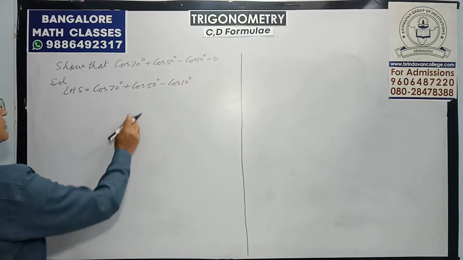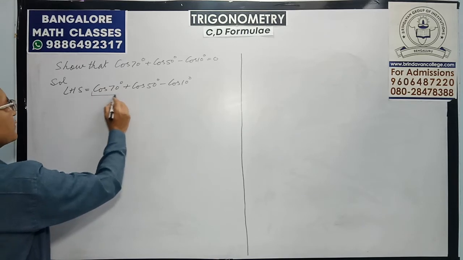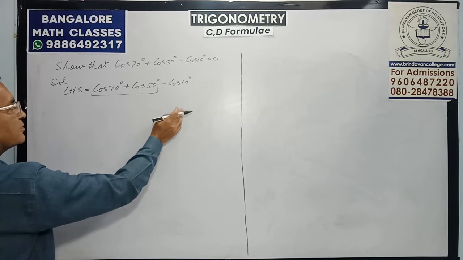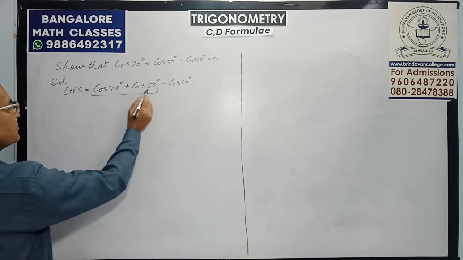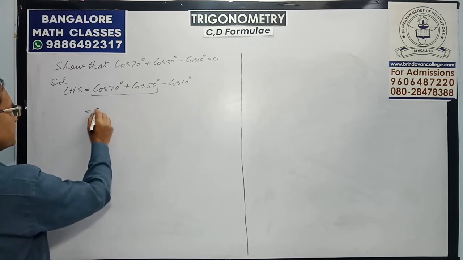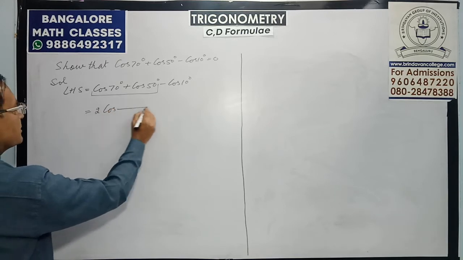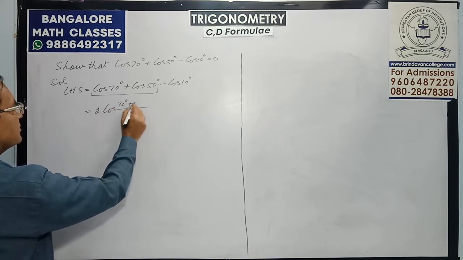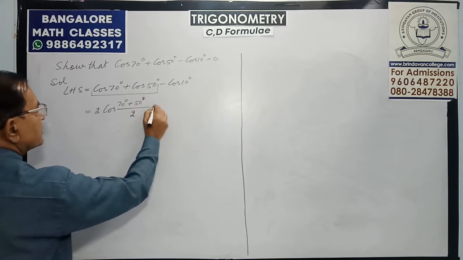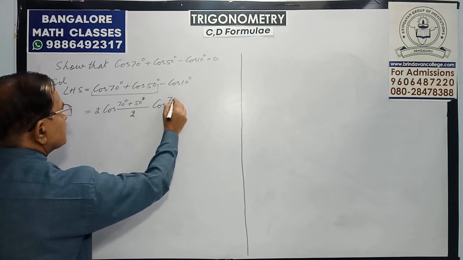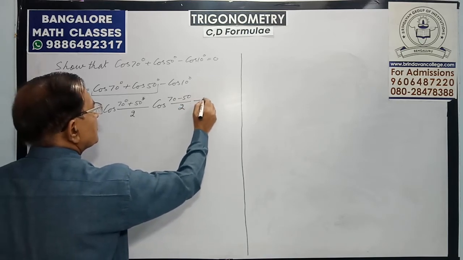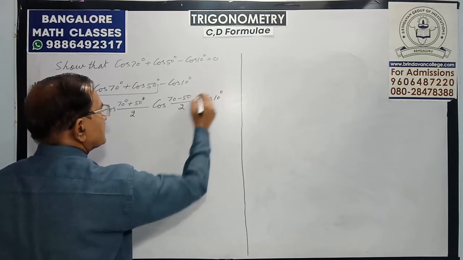The general tendency is to club the higher angles. 10 is the smaller one. Avoiding that, we are getting cos 70 plus cos 50. Use the CD identity for cos C plus cos D: 2 cos (C plus D) by 2 cos (C minus D) by 2 minus cos 10 degree.